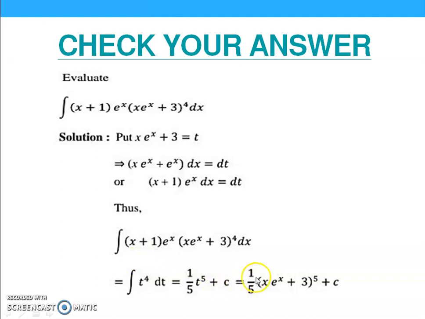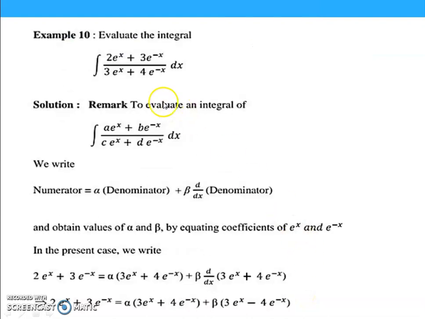So using the substitution, I am left with simply the integral of t raised to power 4, which is t raised to power 5 upon 5 plus c. And again I have to back substitute the value of t. Next is again a different type of substitution.